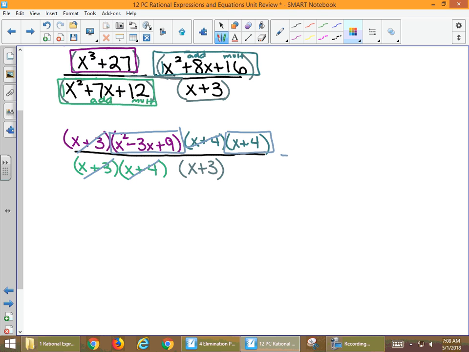Remember, with multiplication, order doesn't matter. So if you want to write the x plus 4 in front, you can. I'm just going to stay with the order that my problem has here. There's my numerator, and the only binomial left in my denominator is x plus 3.